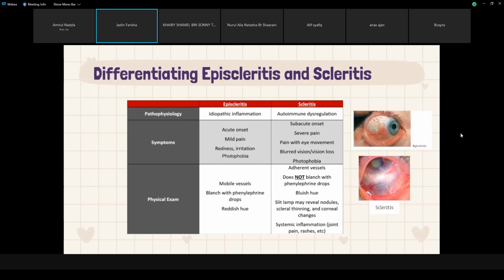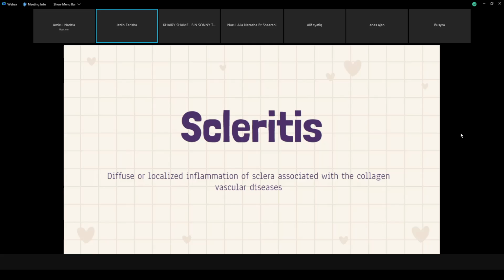And then it is more bluish in hue, and the slit lamp examination will reveal nodules, sclerotining, and corneal changes. And then the patient will have systemic inflammation symptoms such as joint pain and rashes. So I'll pass the next presentation to Alia.